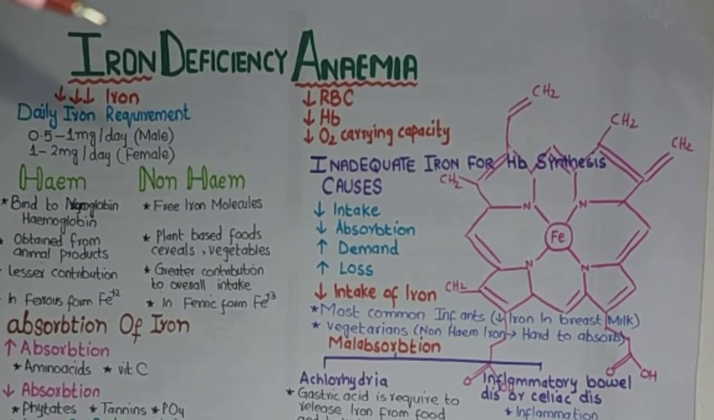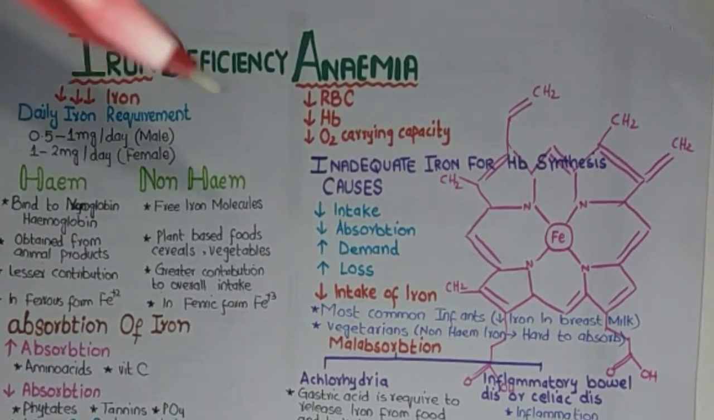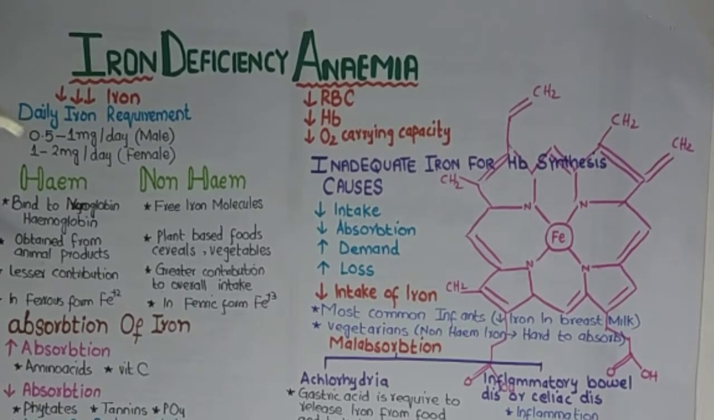Iron deficiency anemia means there will be deficiency of the iron and decreased RBC, decreased hemoglobin and decreased oxygen carrying capacity. The daily iron requirement of the male is 0.15 to 1 milligram per day and the daily requirement of the females is 1 to 2 milligram per day.